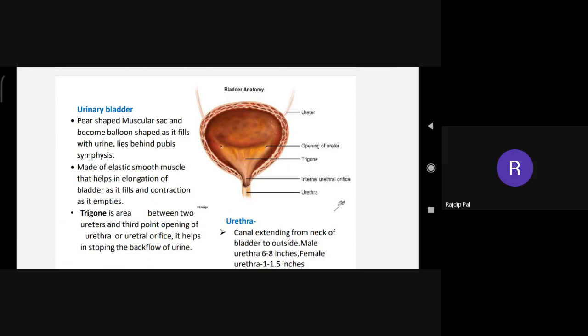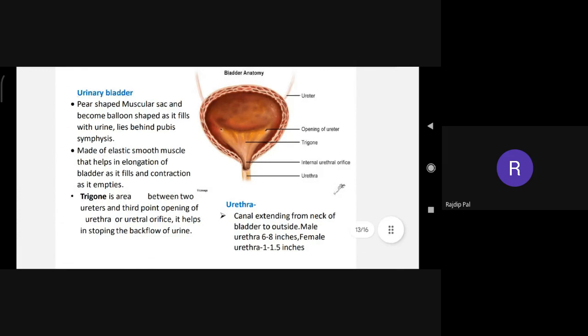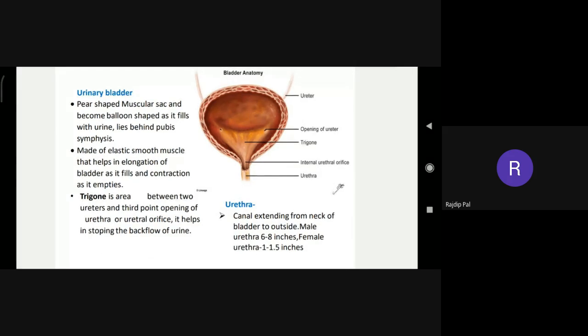It is stretched and becomes a balloon-like structure made of elastic smooth muscle that helps in elongation of bladder as it fills and contraction as it empties. Yes, it is very elastic. So when it fills, it becomes a balloon-like structure, and when it becomes empty, it contracts again and becomes pear-shaped.